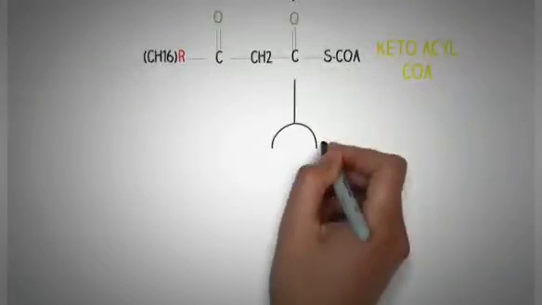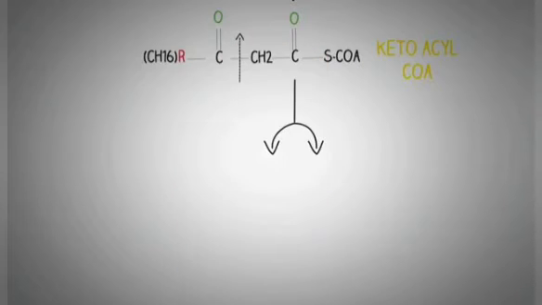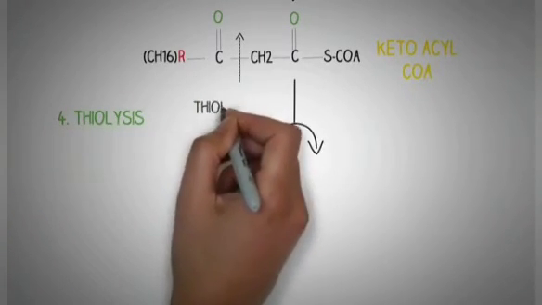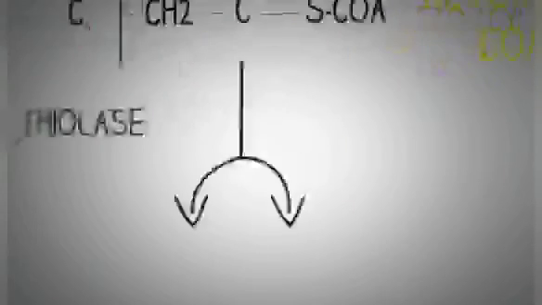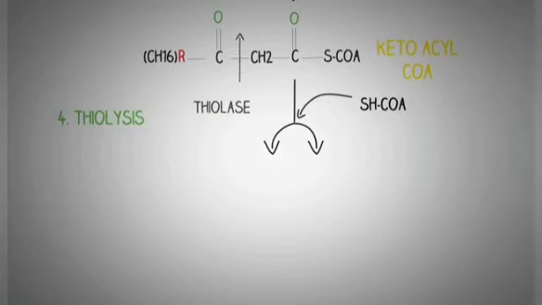The ketoacyl-CoA is a much more symmetric and balanced molecule which can be broken down into two molecules. So the last reaction involved is a cleavage reaction called thiolysis. This reaction also uses a molecule of coenzyme A, and it is catalyzed by the enzyme thiolase.